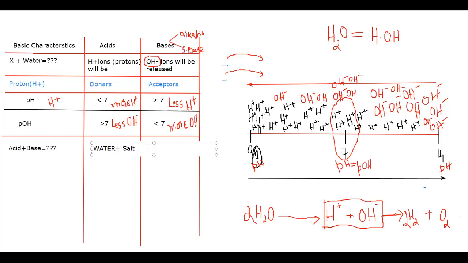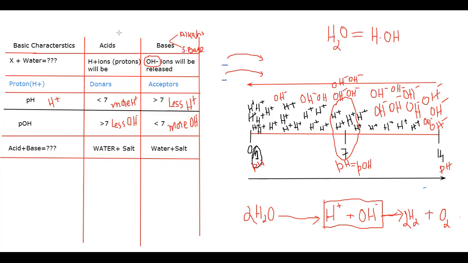The same thing will happen here. When acids and bases react together, they form what? Water and salt. How can you say that? HCl plus NaOH will form H2O and NaCl. Got that point? Okay, now this is the similarity. When acid and bases both react together, they form salt and water.